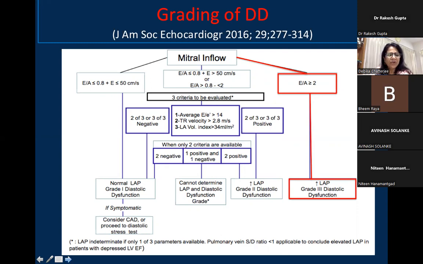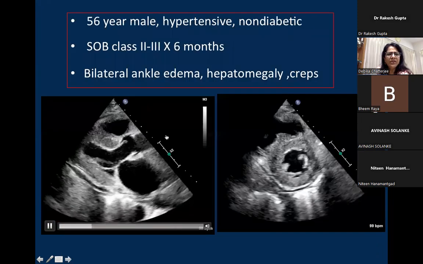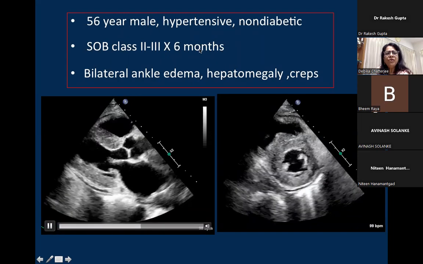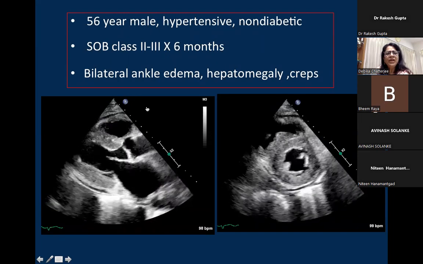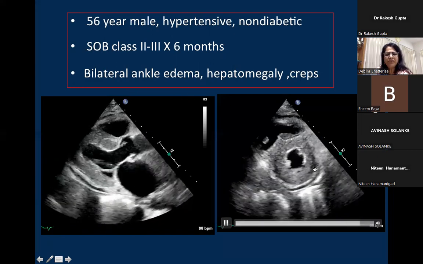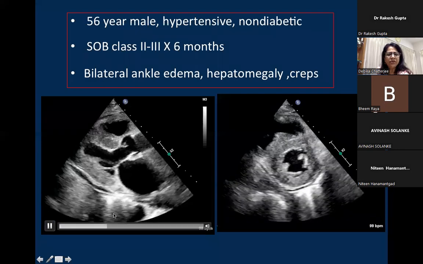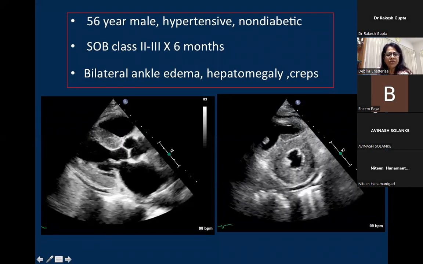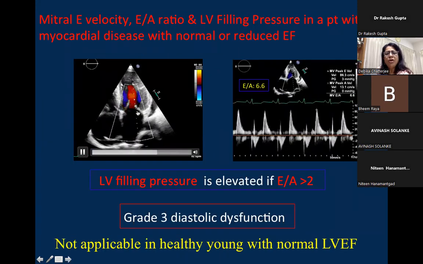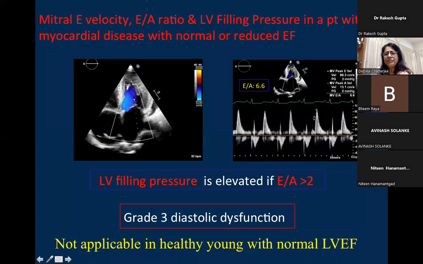As in this case of cardiac amyloidosis, 56 years male, SOB for 6 months, class 2 to 3, bilateral ankle edema, hepatomegaly. Look at the myocardium, thick myocardium, LA enlarged. LA volume index was 40. And then look at the EA ratio. A very tall E and a small or absent A wave.